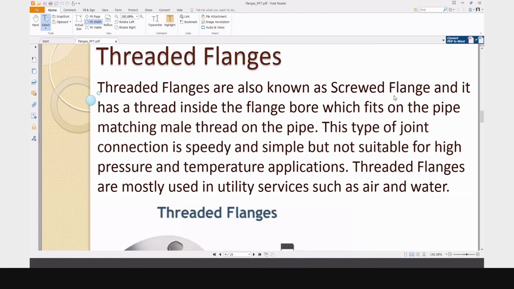And you see here this type of joint can easily be dismantled or attached. But one limitation is that it is not suitable for high pressure and temperature applications because of the threading there may be a chance of leakage. So high pressure and temperature operation is not allowed. Where is it used? It is used in utility services such as water pipe connections and air pipe connections, normal conditions.